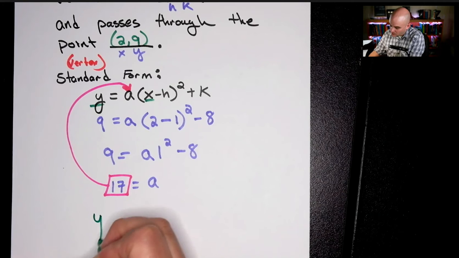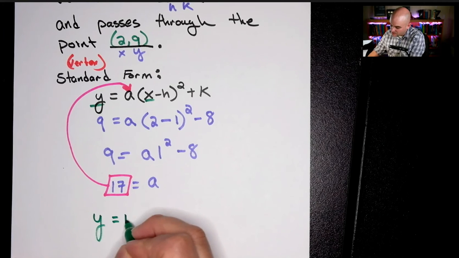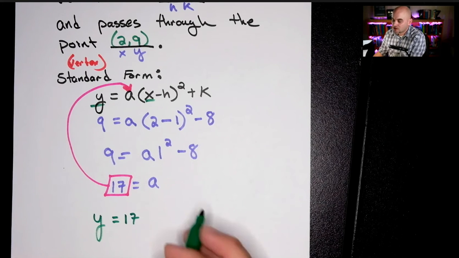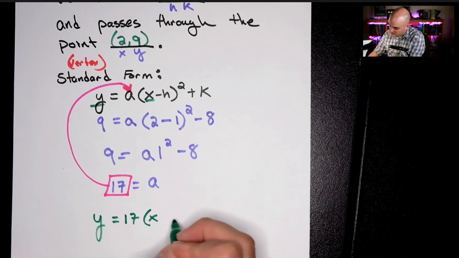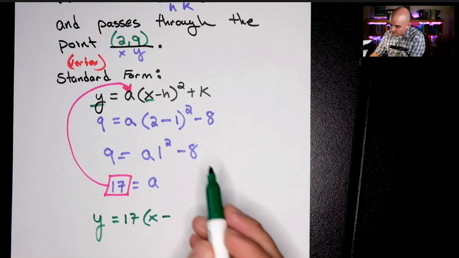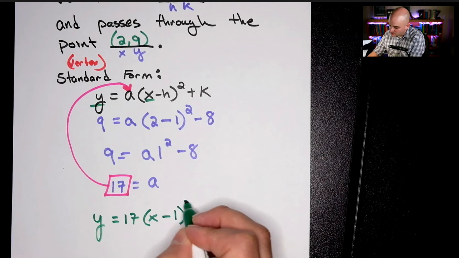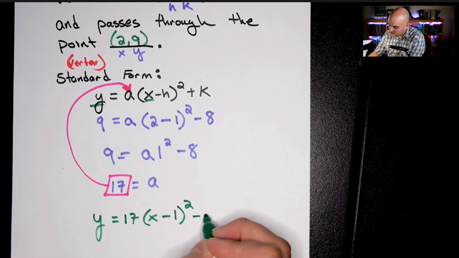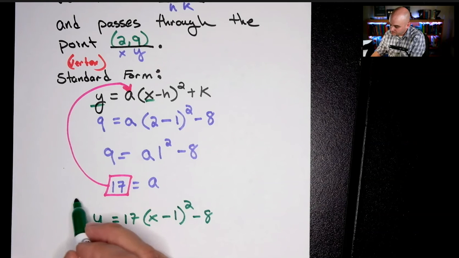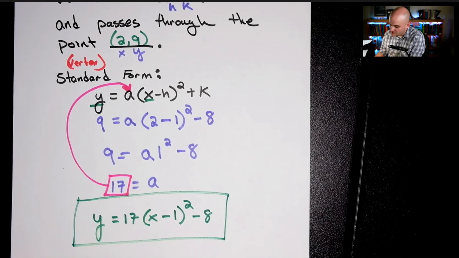I'm going to say, okay, y is equal to my a value, which is 17. And then we've got x minus my h value. The h value is 1, quantity squared, and then add that k value there. This is the equation of that parabola. Okay? So hopefully that wasn't too bad. Those were nice, easy whole numbers. We solved for a, then we substituted it back in and got our equation.